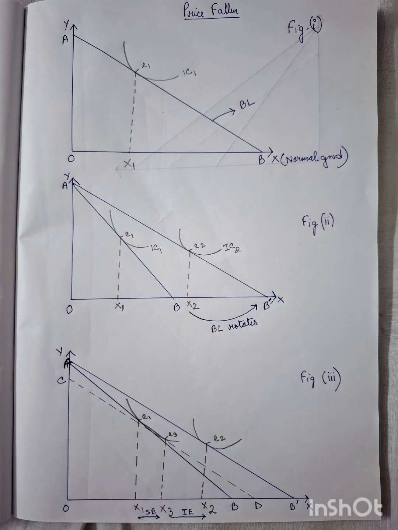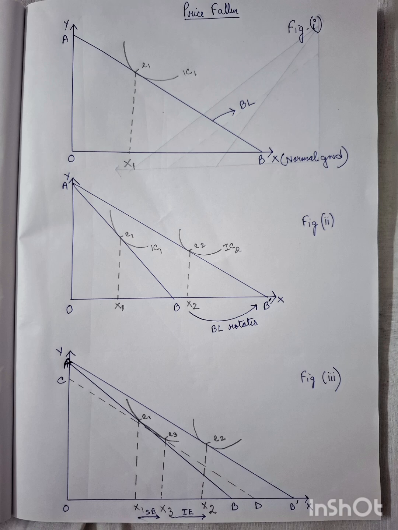Now what happens? Price has suddenly fallen. As we know, when price falls, the budget line rotates. You can see the budget line is rotating from AB to AB dash. Why AB dash? Because as the price of X has fallen, the consumer can now consume more units of X. That's why the budget line has rotated from AB to AB dash. I hope this concept is clear; else I will put another video where I will discuss the rotation and shifting of budget lines.